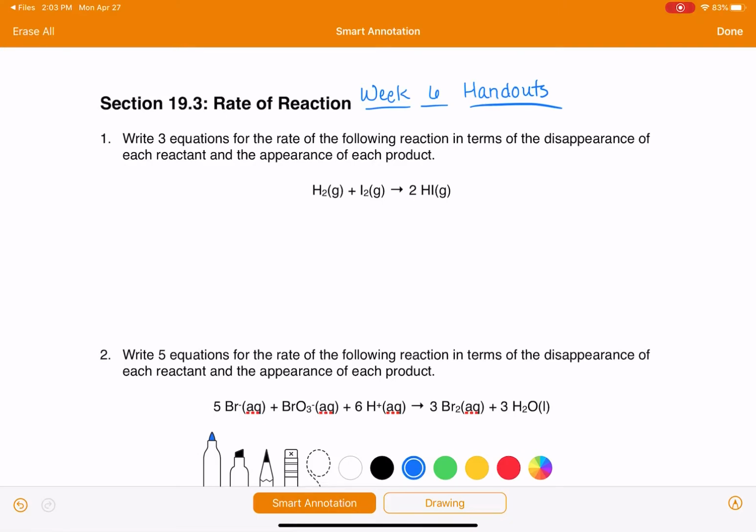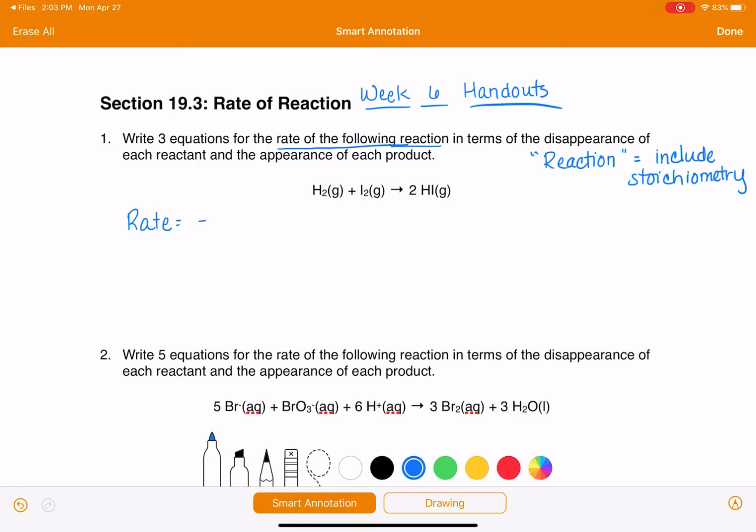First of all, write 3 equations for the rate of the following reaction in terms of the disappearance of each reactant and the appearance of each product. So we're being asked to write rates for the overall reaction, not individual rates. So we want a reaction rate. In the reaction rate, that is where we include stoichiometry. If you see the word reaction, that means you need to include the stoichiometry. If it just says, what is the rate of the disappearance of H2, then we wouldn't have to include stoichiometry.